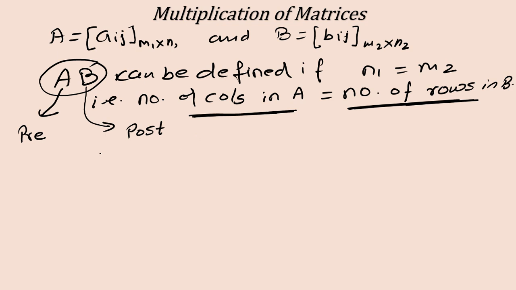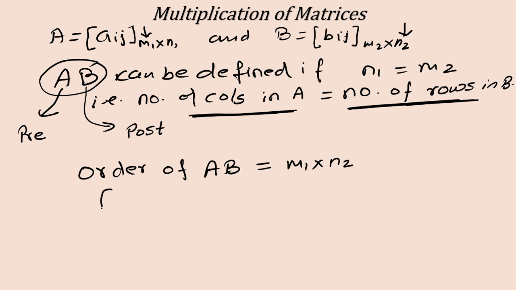Now, suppose we can multiply them, then what will be the order of the answer? The order of the resulting matrix AB will be equal to m1 by n2. It means the first number and the last number. We must know this also, because we will have to write the elements.